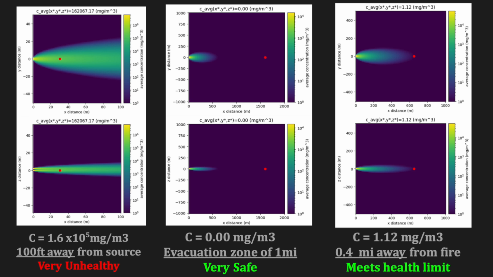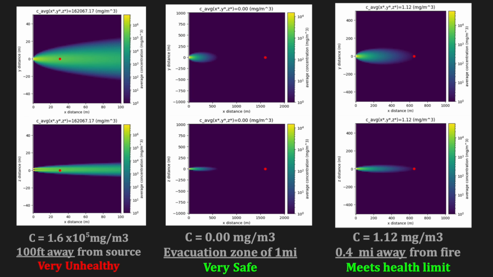So when I plugged all the knowns into our advection dispersion solution in Python, these were our visualizations. The ones on the top show the plume in X and Y directions, and the one on the bottom shows the plume in X and Z dimensions. And the color scale visualizes the concentration in milligrams per meter cubed. And the red dot represents the area of interest.